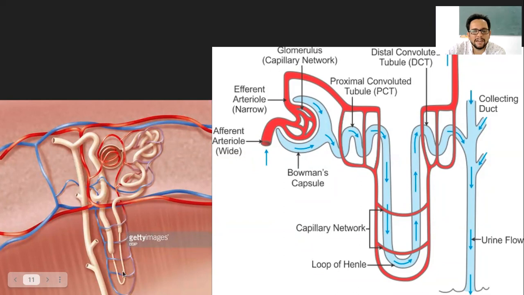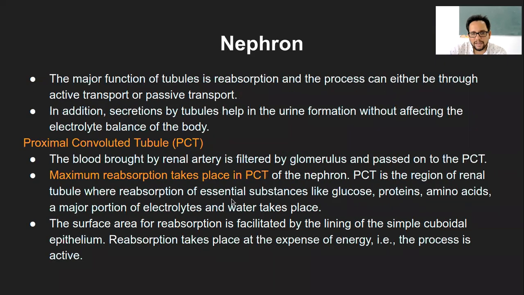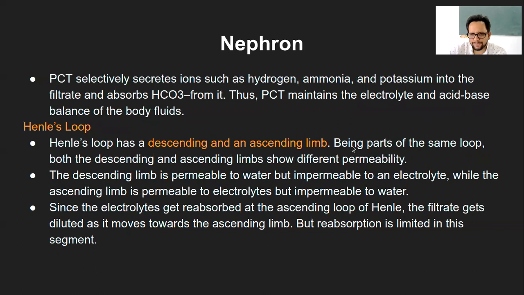The diameter of Henle's loop is very thin, and there are reasons for that, which we will see. In the representation you can see that it is not shown like that, but in reality Henle's loop has a different diameter compared to the PCT and DCT. So that is the Henle's loop.